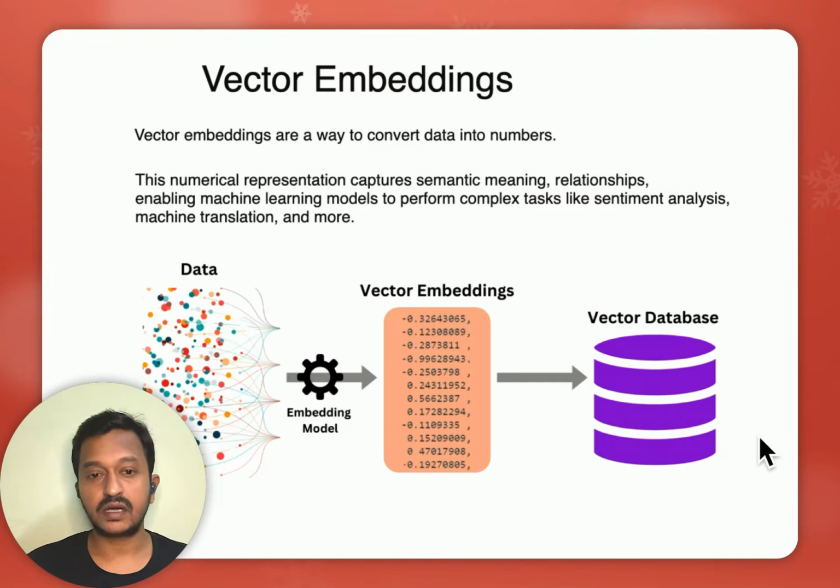And all these vector embeddings are stored efficiently in a vector database. As you all know, there are numerous vector databases out there that you can use to store your vector embeddings. This numerical representation captures semantic meaning and relationships, enabling machine learning models and large language models to perform different tasks like sentiment analysis, recommendation systems, machine translation, and more. So that's the importance of vector embeddings, and this is just an overview of how vector embeddings are created and stored.